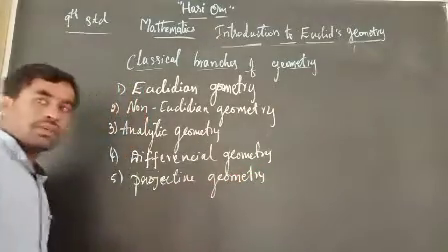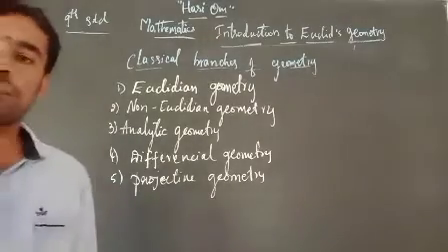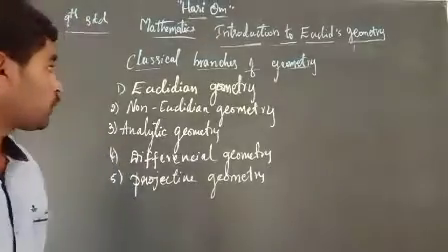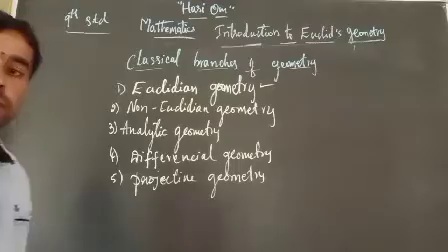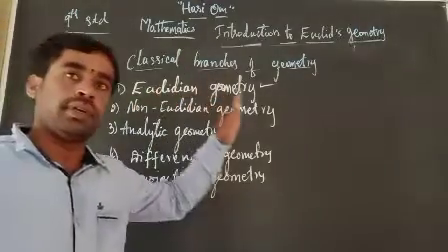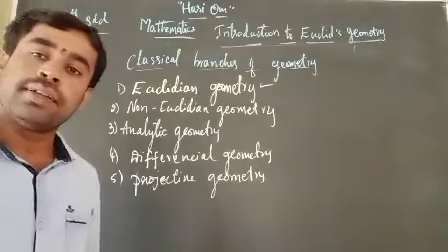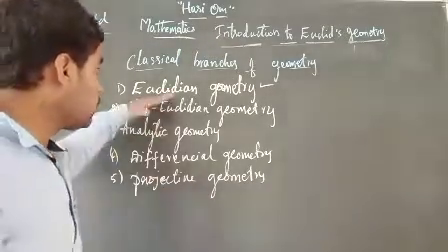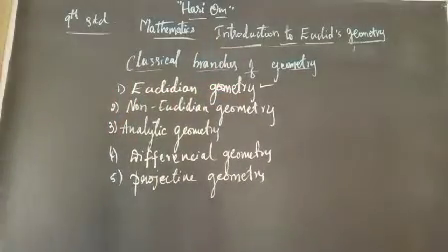We also have other branches such as Riemannian geometry. So we have many branches of geometry, but today we are going to discuss only Euclidean geometry. The other branches we are going to discuss in higher classes. Today in our lesson we have Euclidean geometry. Is it clear, friends? Take down this one.